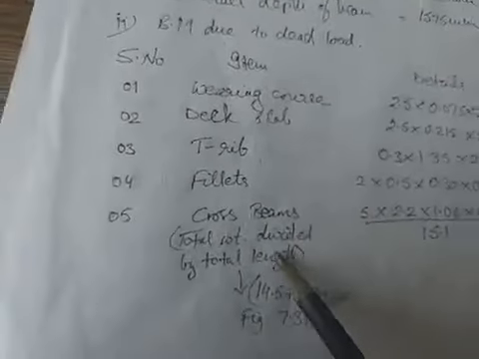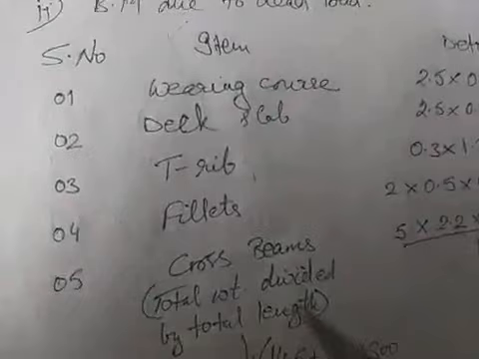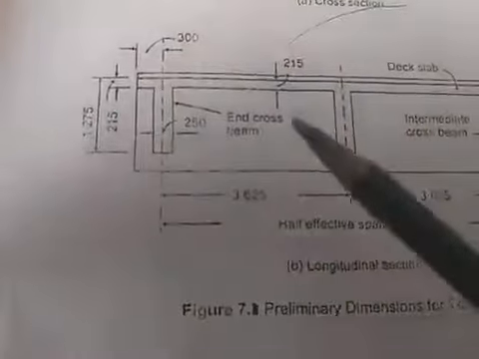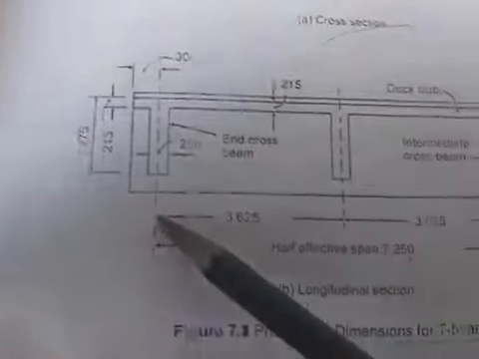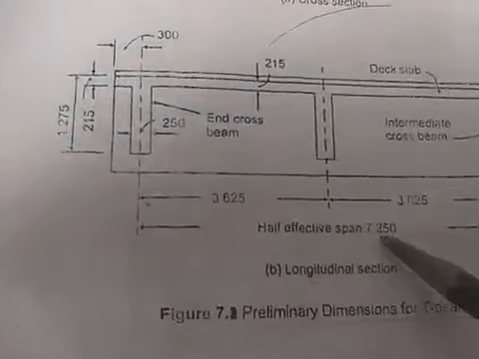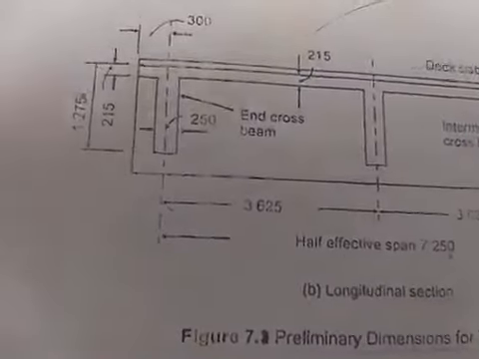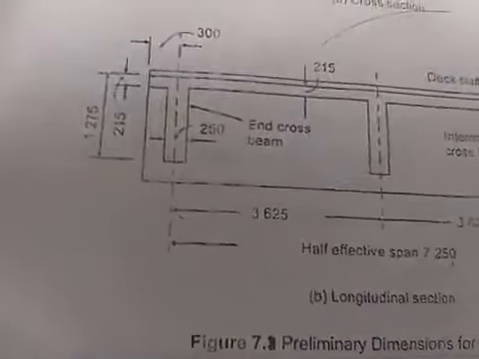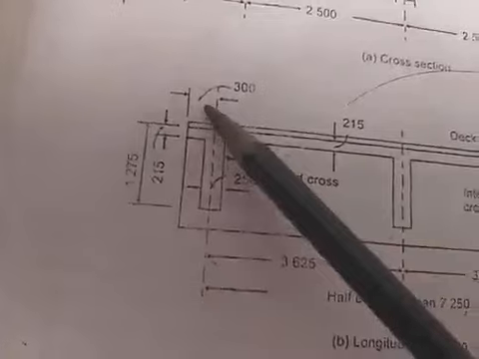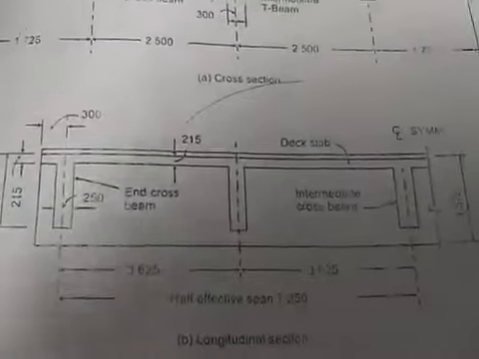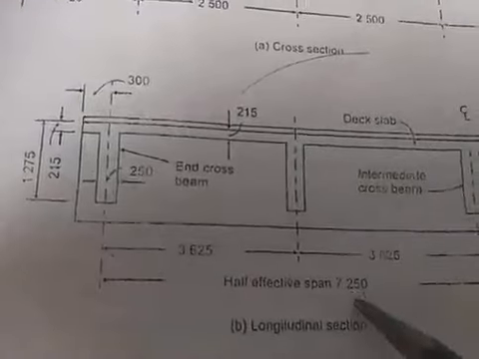Cross beams: it says the load of the cross beams, the total length has been taken. When you go through the longitudinal section, from center to center, this is 7.25 half section, into 2 will give me 14.5, which is my span of the longitudinal girder. We have a distance of 300 on either side, one on this side and one on that side, which has to be included. So the total span is 14.5 plus 300 plus 300, that is 15.1.